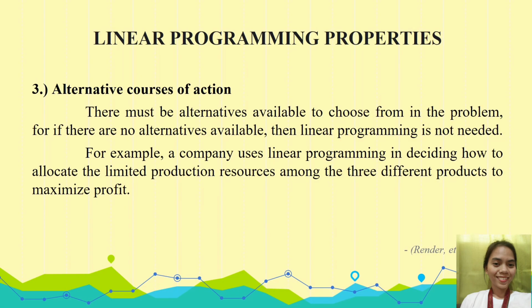Third, there must be alternatives available to choose from in the problem, because if there are no alternatives available, then linear programming is not needed. For example, a company uses linear programming in deciding how to allocate the limited production resources among the 3 different products to maximize profit. So the company may choose to devote all manufacturing capacity to make only the first product, or produce equal amount of each product, or allocate resources in some other ratio.